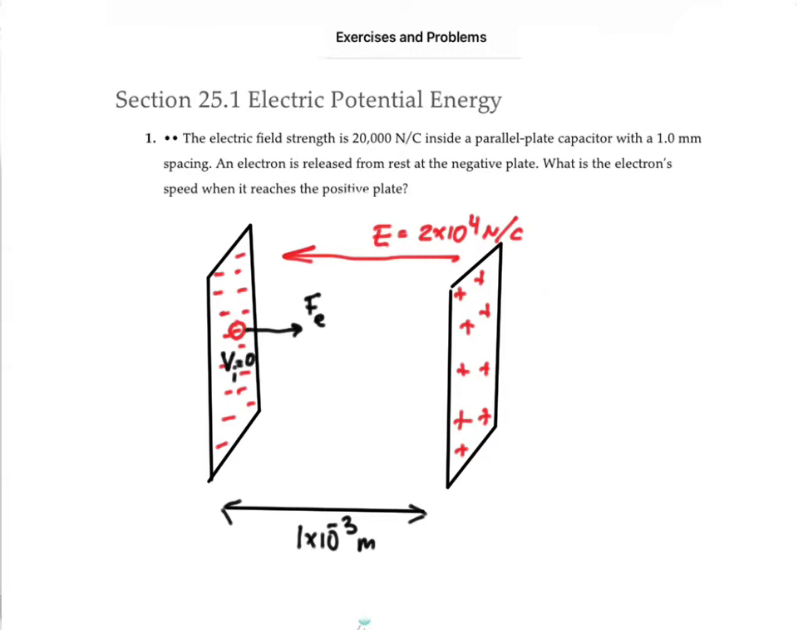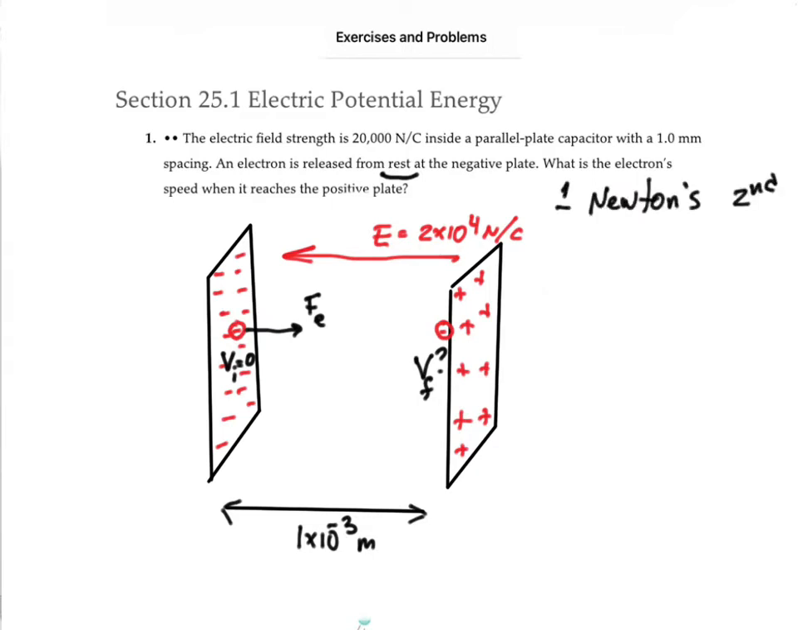The problem says that the electron is starting at rest, so we have an initial velocity of 0 for this electron. That's the part that says at rest. The electron is going to arrive at the positive plate, and they're asking us about the speed of the electron when it reaches the positive plate. So we're going to call that the final velocity.